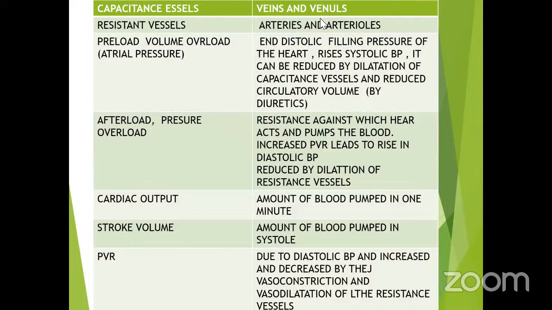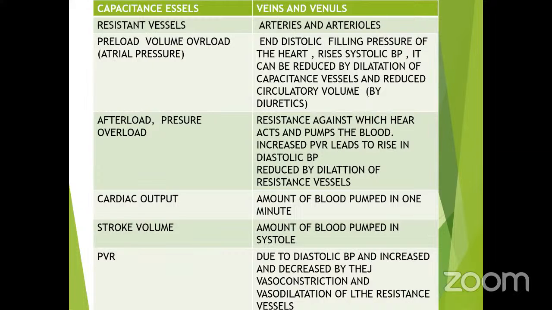Okay, you have to be familiar with these terminologies. Capacitance vessels relate to veins and venules. Resistant vessels relate to arteries and arterioles. Preload determines the volume overload and the atrial pressure mainly. So when the preload is increasing, the end diastolic filling pressure of the heart is increased.